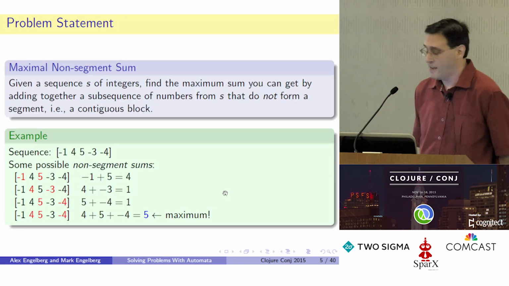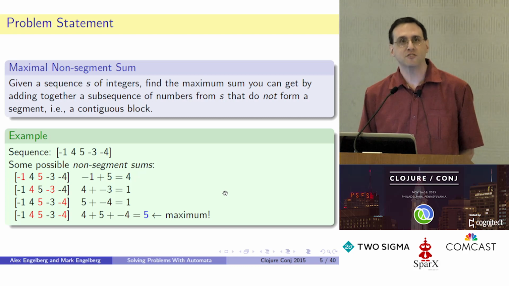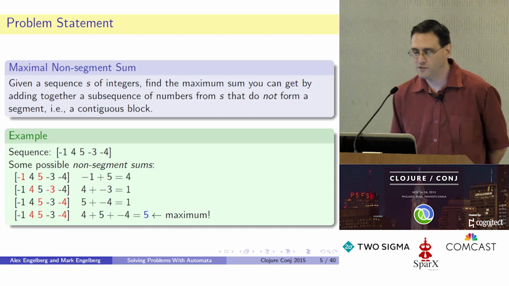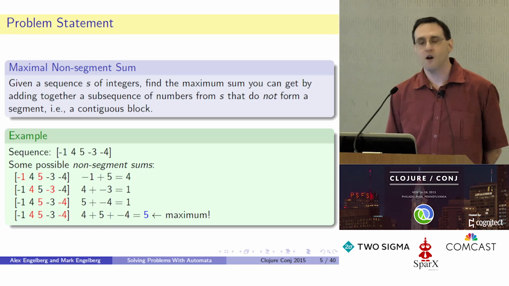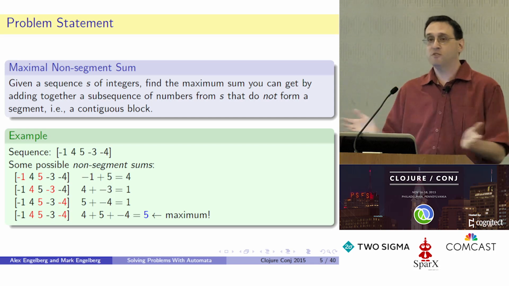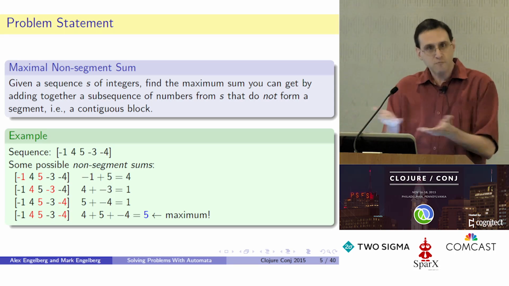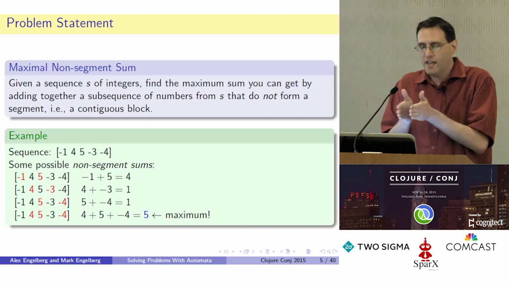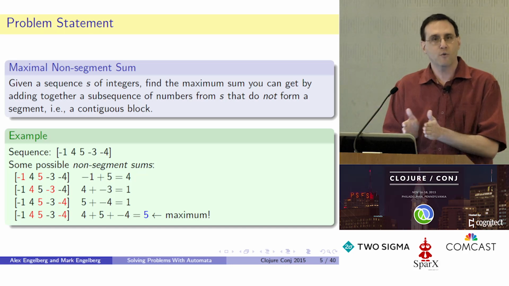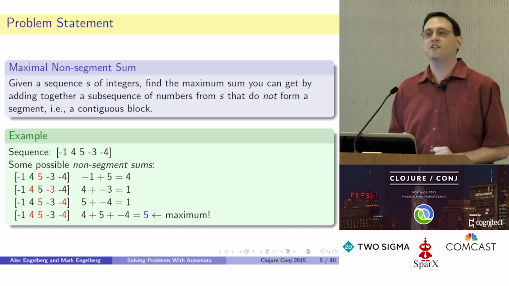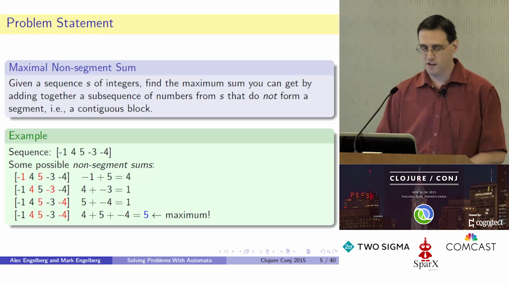So the first puzzle today is something called the maximal non-segment sum problem. You have a sequence of integers, and you are trying to find the maximum sum you can get by adding up some subsequence of these numbers. The catch is these numbers can't all be in a contiguous block. We call a contiguous block subsequence a segment. So we're looking for ones that are not a segment.